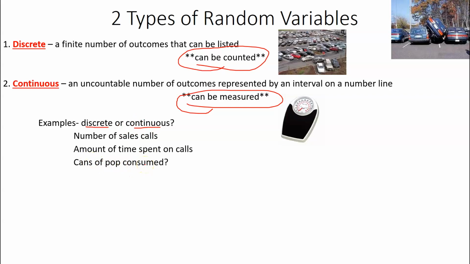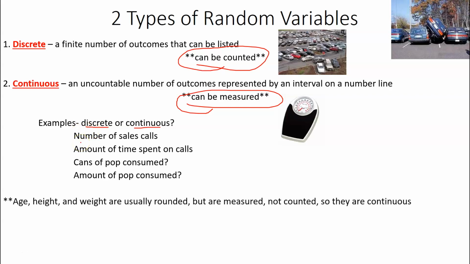Cans of pop consumed. We're counting cans, that's discrete. But the amount of pop consumed, well, the more you pour, the higher the level gets. We're measuring the level or the volume, so that would be continuous. And again, if you make graphs of these, the graphs all sort of look like they're discrete because you make a bar chart or something like that. But this is where the understanding that when you're looking at a graph there might be more stuff involved, a little bit of common sense has to come into play.